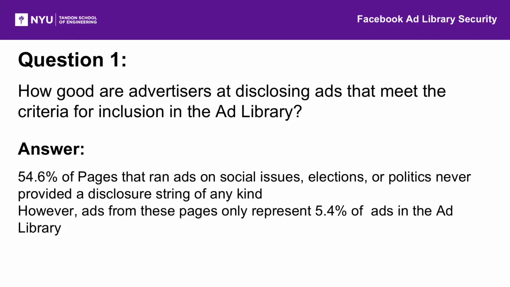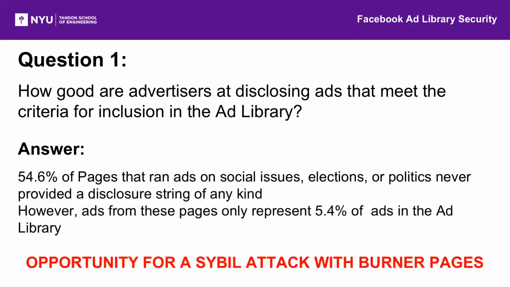So overall, we found that 54.6% of pages with ads in the ad library never provided a disclosure string. However, these advertisers only ran 5.4% of ads in the library, so this problem is more about understanding the ecosystem of political advertisers. Overall, just under 10% of ads in the ad library ran without a disclosure string. With these numbers, we do see a vulnerability for a civil attack, however.